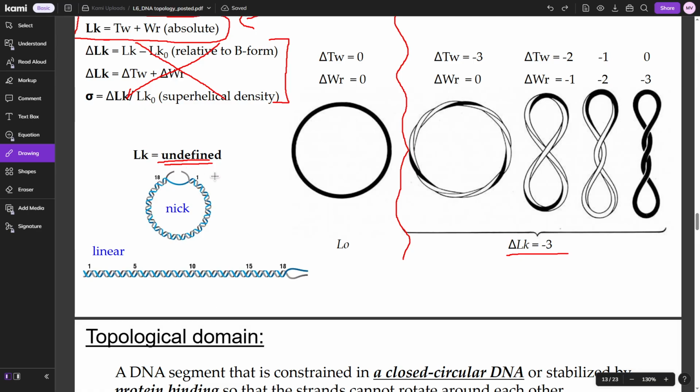The other time I want to point out when linking number is undefined is when it's linear. Because with linear DNA there is actually an end, and because there is an end, it can unravel freely. That's the big issue: if the DNA can unravel freely, it's going to be linear.